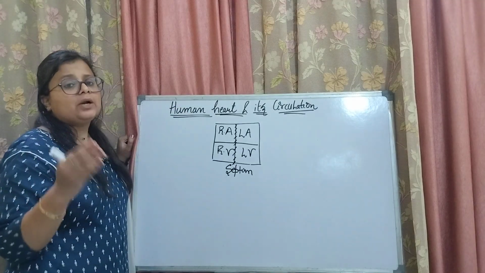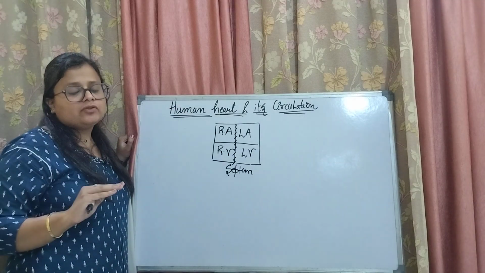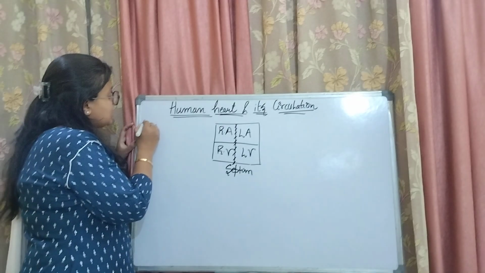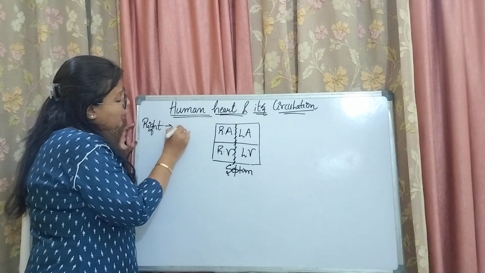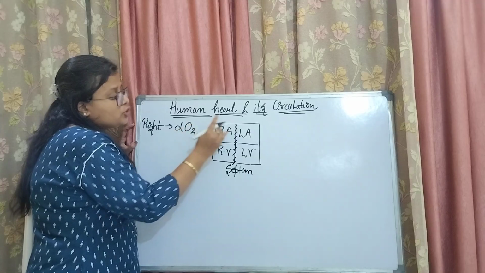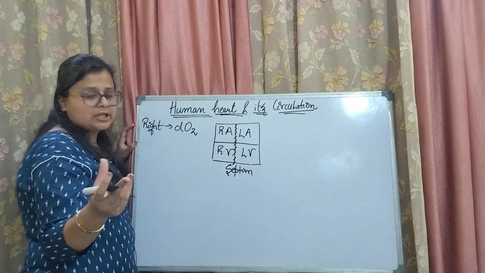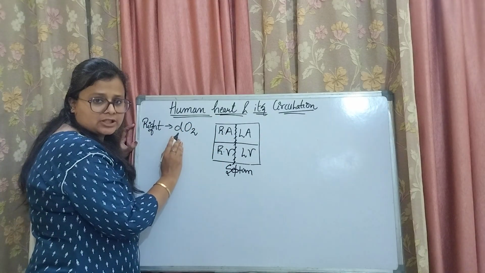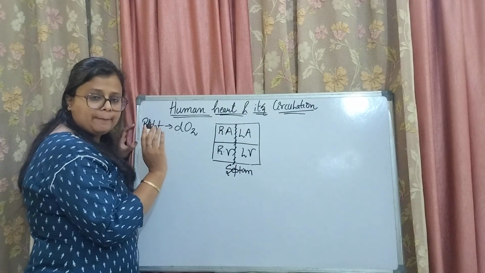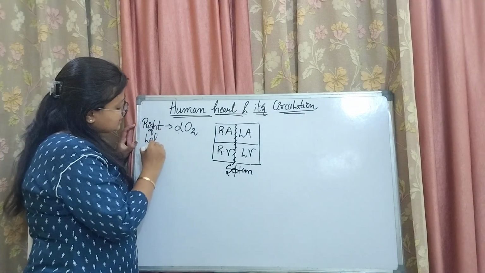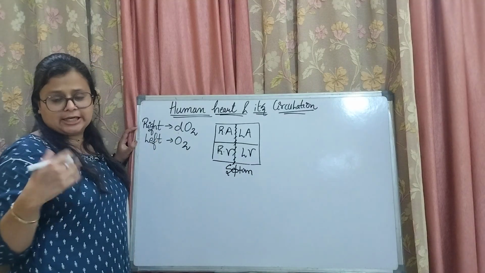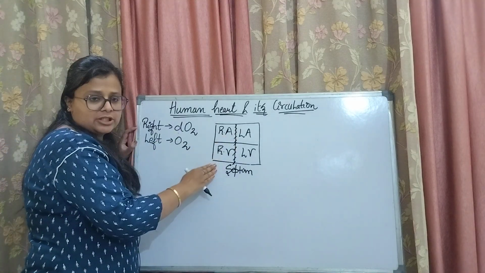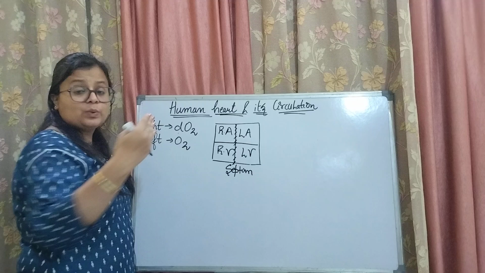Now the question is why we need to separate the right side of the heart from the left side. Because the right side contains which type of blood? The right side contains deoxygenated blood. D is for deoxygenation, deoxygenated blood, whereas the left side contains oxygenated blood. Which blood does the left side contain? Oxygenated blood. So this is deoxygenated blood and here they have which type of blood?